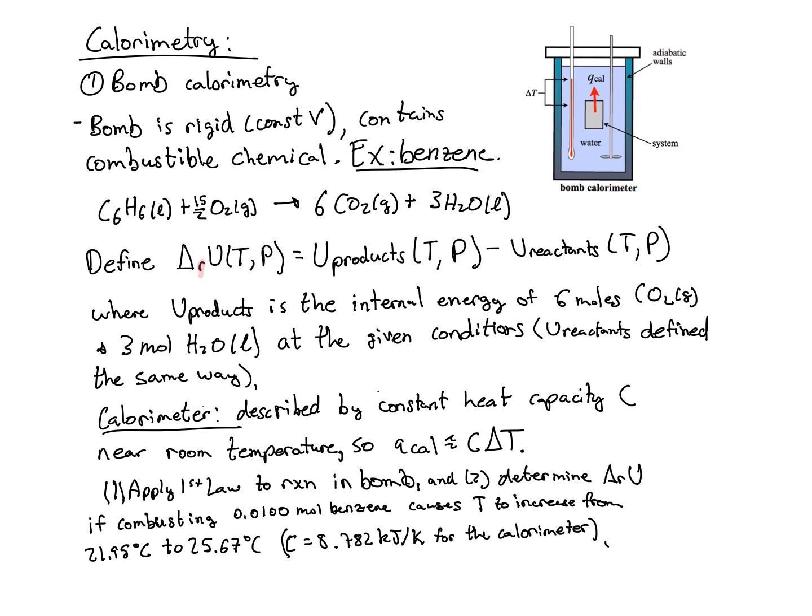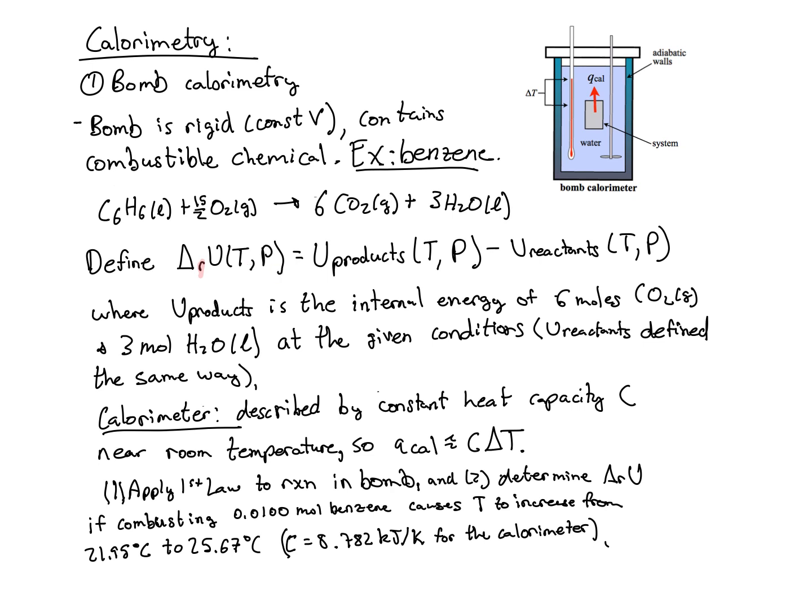So for this reaction that we wrote down, it's going to be the internal energy of 6 moles of carbon dioxide at a given temperature and pressure, and 3 moles of liquid water at a given temperature and pressure, minus, again, subtract the energy of 1 mole of benzene, plus the energy of 15 halves moles of O2. And this is going to describe what's the change in energy if I convert 1 mole of benzene and 15 halves moles of oxygen into 6 moles of CO2 and 3 moles of H2O, starting and ending at that same temperature and pressure.